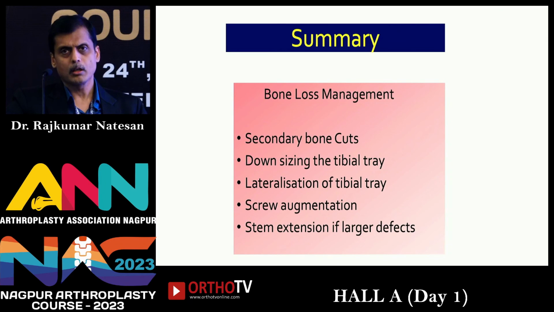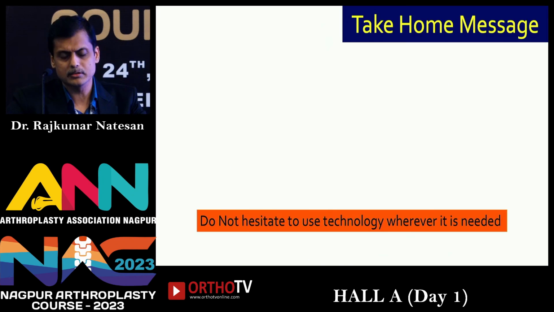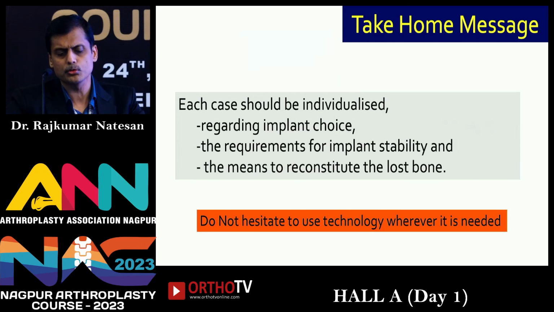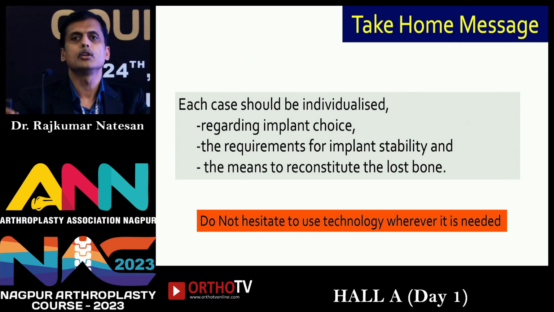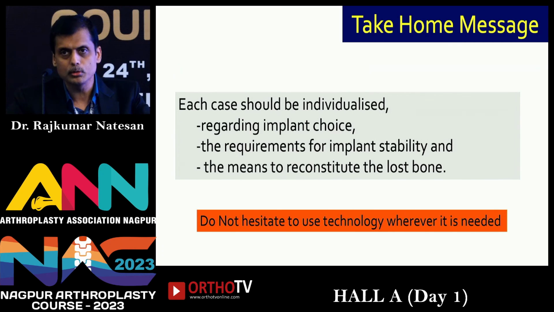So to summarize, in complex cases I always use secondary bone cuts, downsizing of the tibial tray, lateralization, screw augmentation, and for larger defects, stem augmentation. Do not hesitate to use technology. In each case, it should be individualized. Don't fix your algorithm for everything. But certain habits in radiology and clinical examination, always follow a certain set protocol so that it becomes a habit not only for you, but for your entire team.